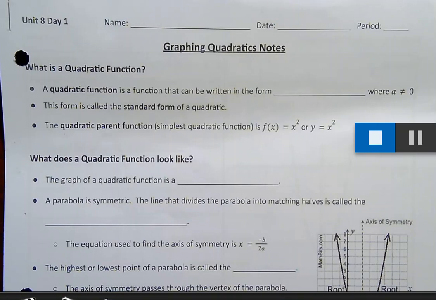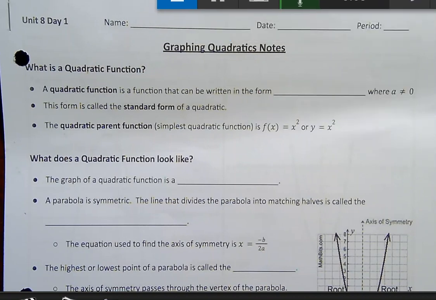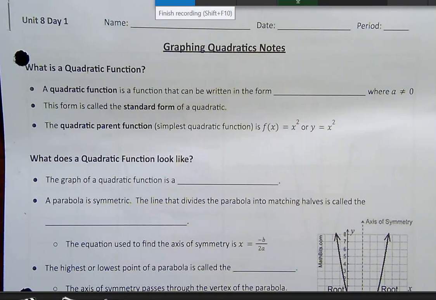Hello, Algebra Honors. Let's take a look at our day one set of notes for our Unit 8 on quadratics. So first we're going to talk about what exactly is a quadratic function.